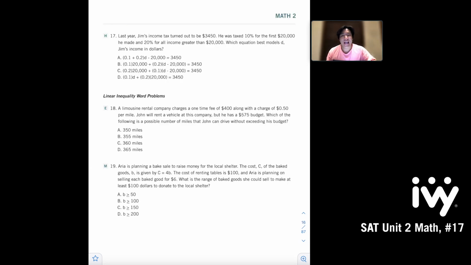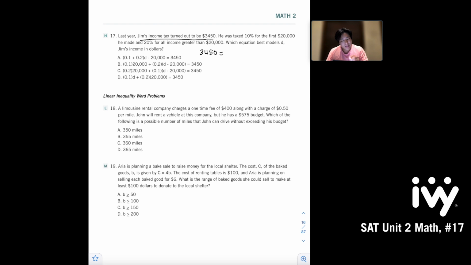Question 17. Last year, Jim's income tax turned out to be $3,450. He was taxed 10% for the first $20,000 he made and 20% for all income greater than $20,000. Which equation best models D, Jim's income in dollars? So, first of all, let's set up the equation here. We see his income tax turned out to be $3,450. So let's write that on one side of the equation.